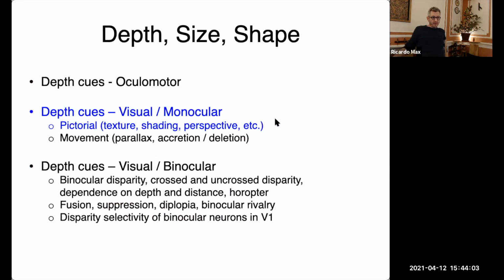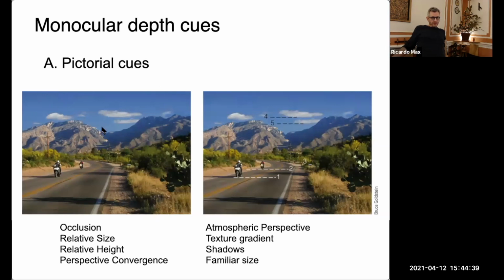Okay, now pictorial cues. I'm going to go as fast as I can because they are very simple. These are not the main information that we use for depth. The oculomotor information is mainly convergence. Most of the information we use is the pictorial cues. They are monocular, meaning one eye by itself can use this information.